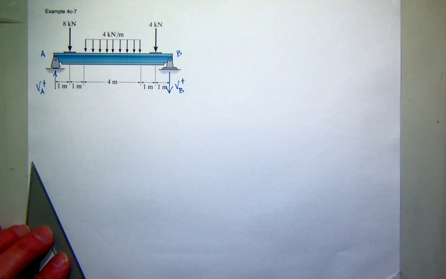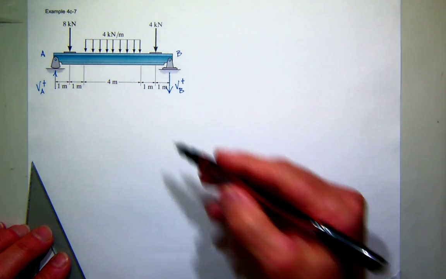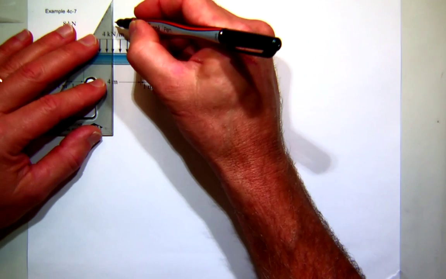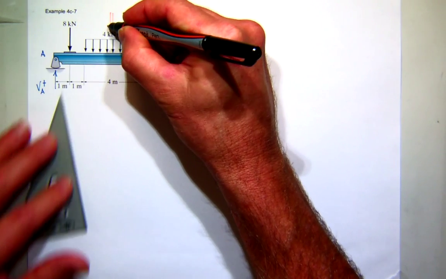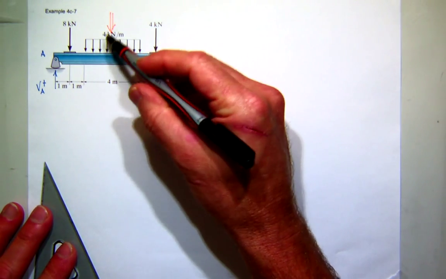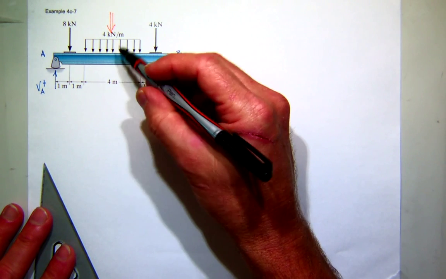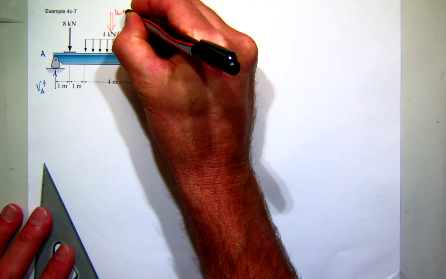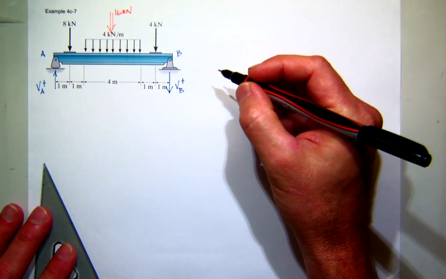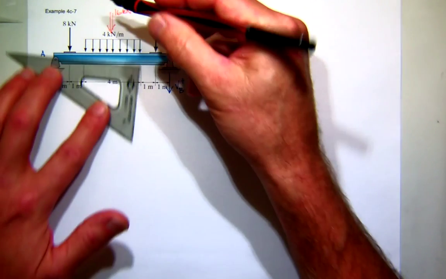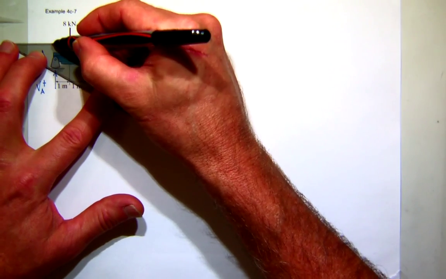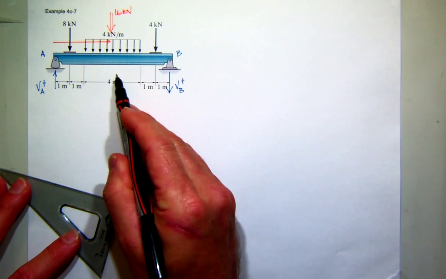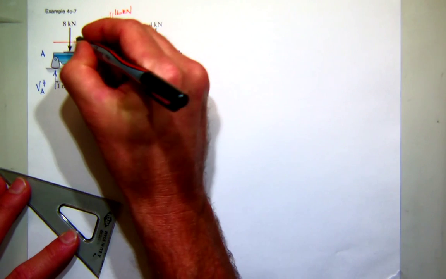So the first thing I want to do is find those reactions. Now along the way, as I sum moments to find the reactions, I'm going to want to deal with a concentrated equivalent version of this distributed load. So the area under this curve is 4 meters times 4 kilonewtons per meter, so that'll be 16 kilonewtons. And let's say I'm going to sum moments about A. The distance to that centroid is, well, it's half of this is 2, and then 2 more, so 4 meters.